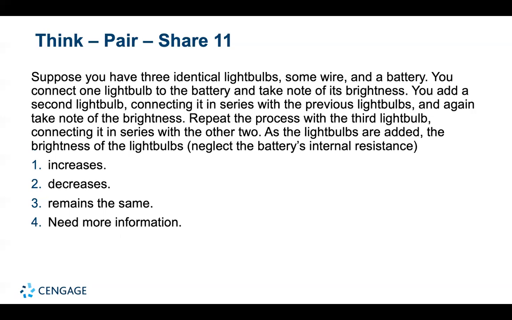Adding light bulbs in series with each other and the battery increases the total load resistance seen by the battery. This means that the current supplied by the battery decreases with each new bulb that is added. The brightness of a bulb is determined by the power delivered to the bulb, so the power of the bulb, equal to I squared R, decreases as bulbs are added and the current decreases.